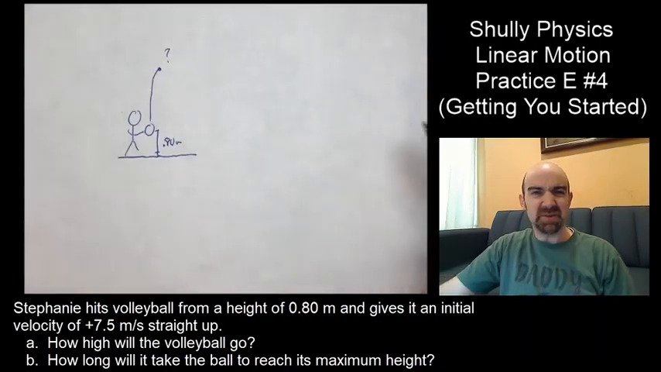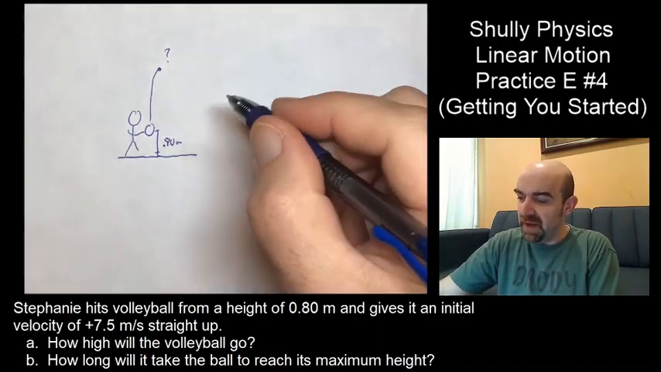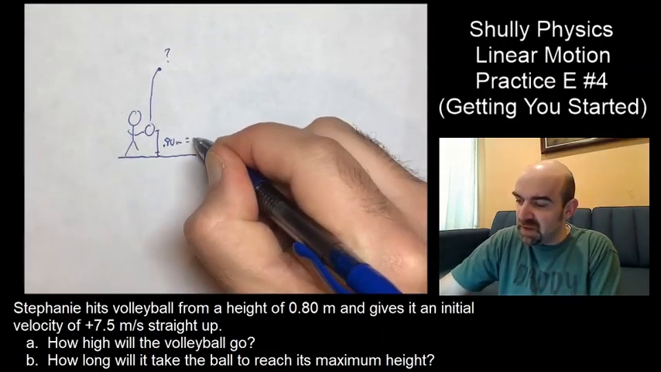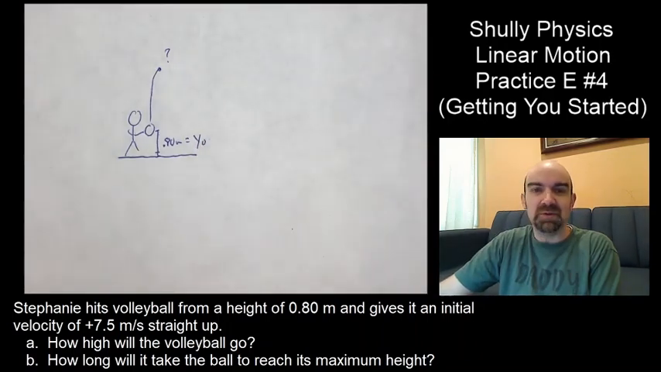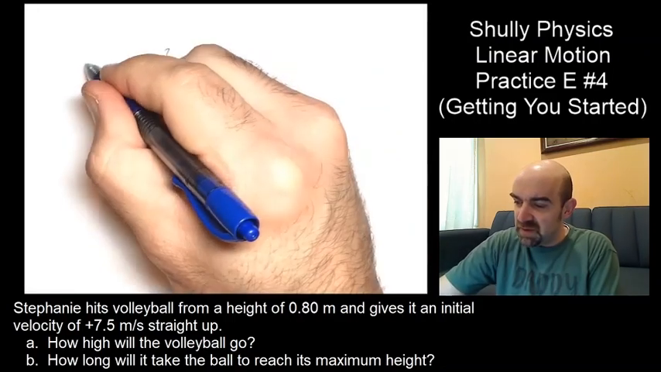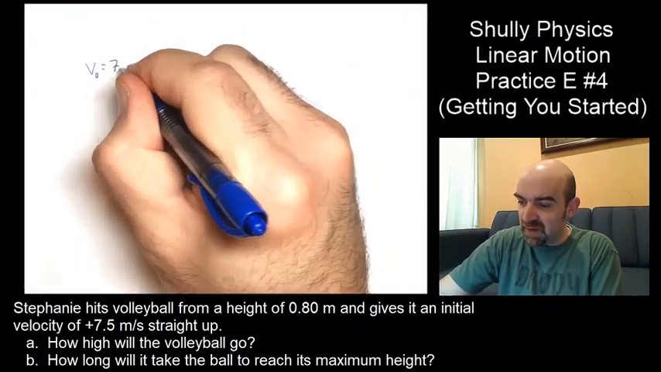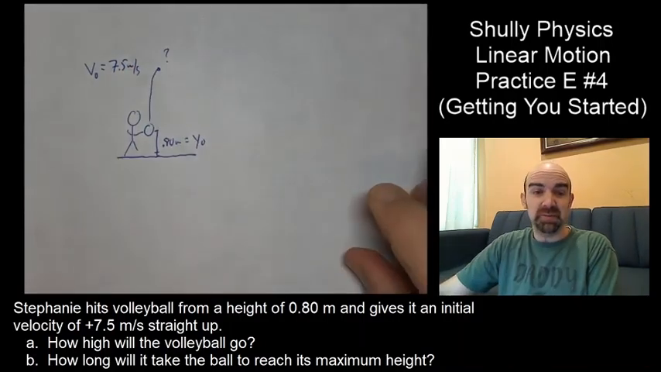So it has a starting position. We haven't really talked about starting positions that are non-zero before. So there's going to be one little added piece here. So I'm going to call this a y0, the initial y value. And we also know the initial velocity, she hits it at 7.5 meters per second straight up.